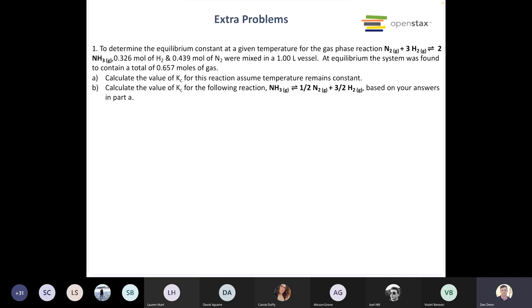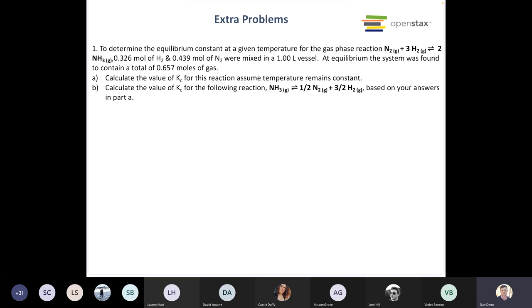It says to determine the equilibrium constant for this gas phase reaction. So you have 1 mole of nitrogen in the gaseous phase plus 3 moles of hydrogen in the gaseous phase produces 2 moles of ammonia. Again, it's a gas. You got 0.326 moles of hydrogen, 0.439 moles of nitrogen, and you mix them in a 1 liter vessel. The system was found to contain a total of 0.657 moles of gas at equilibrium. What's the Kc? Assuming the temperature is constant, calculate the value of Kc for this other reaction based off of your answers in part A.